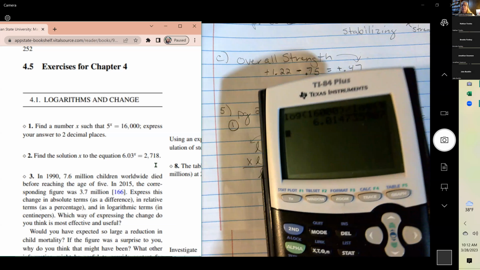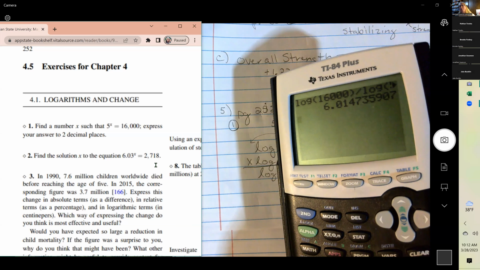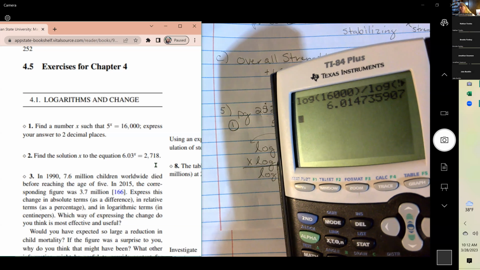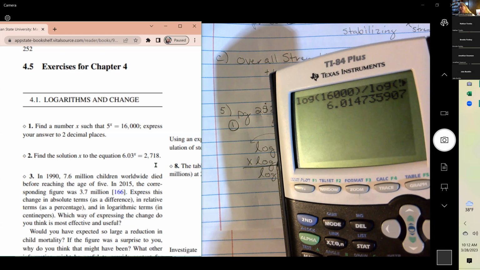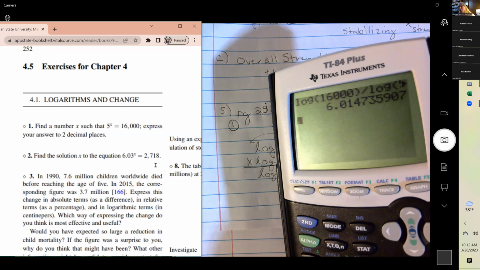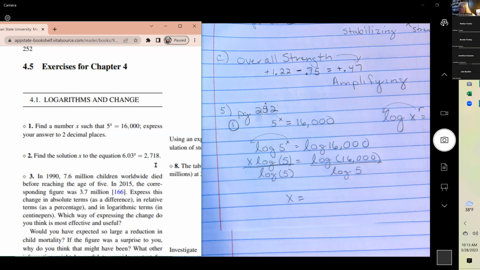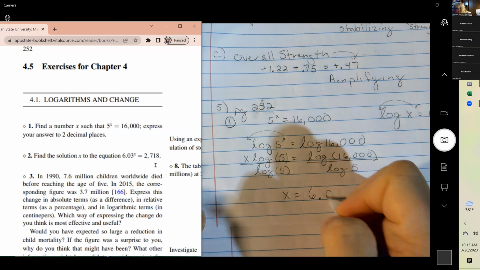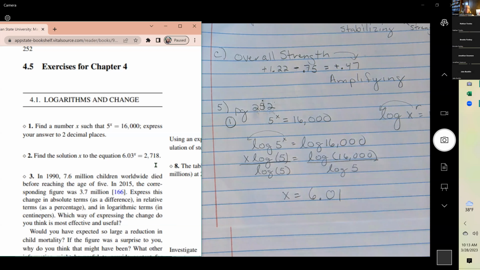Okay, well, there we go. Rounding to 2 decimal places, because of the 4, the 1 will stay a 1. It needs to be a 5 or higher. So 6.01. Any questions?